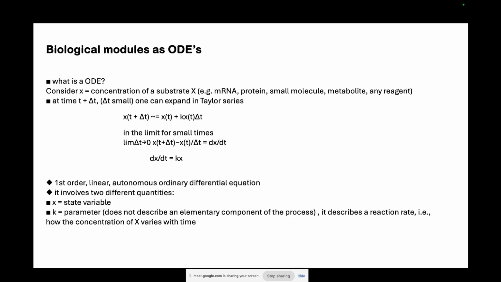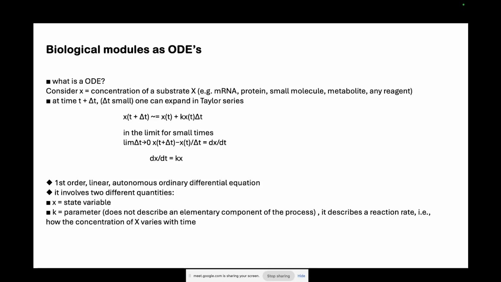In this case, you can consider a reaction where a substrate is getting formed and the concentration of the substrate is given by x. And here the equation denotes dx/dt equals kx, meaning the rate of formation of that particular substrate is dependent on the concentration of that substrate only. So the rate of formation of x is given by dx/dt, which is proportional to x itself. So this is what the differential equation is telling you.